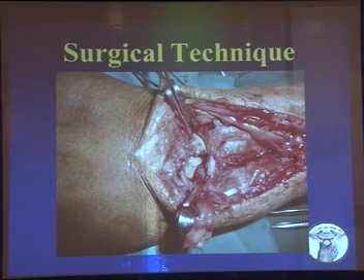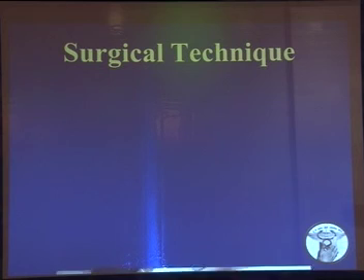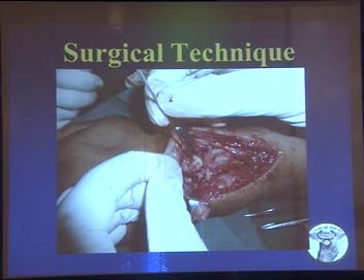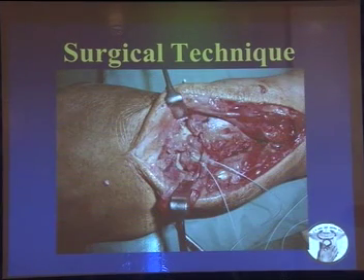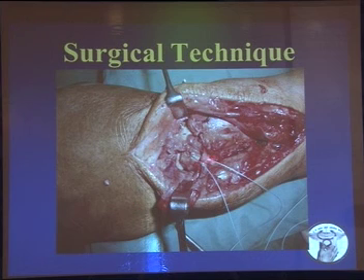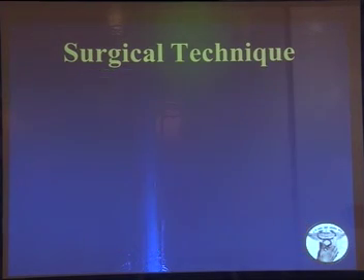Then we passed 2 K-wires. You can see one K-wire in the scaphoid and another K-wire in the lunate. So we used them as joysticks to reduce the dislocation of the lunate. You can see in this picture that we used them as joysticks and the lunate is relocated. We put one anchor suture in the lunate so that we can tighten the dorsal capsule and dorsal scapholunate ligament, reconstructing the ligament.